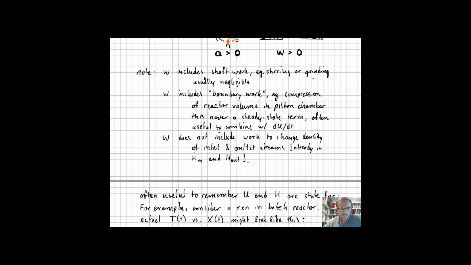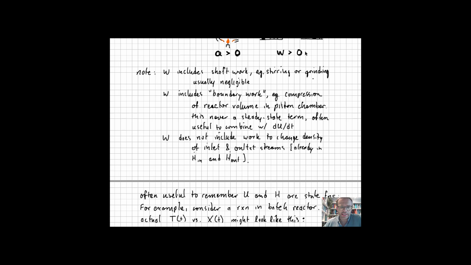The work term is going to include shaft work and stirring and grinding, things like that. Now, while it does include these things, it's also true that in most cases we can get away with ignoring them, unless it's really a major contributor to how the reactor works and what it's doing. In most cases, we're not going to have to worry about these contributions. If you put a stir bar into your reactor, you can pretty safely ignore the dissipative work done by that stir bar and how it makes a contribution to the thermal energy inside the reactor, but you can usually ignore that. The work term does include boundary work.